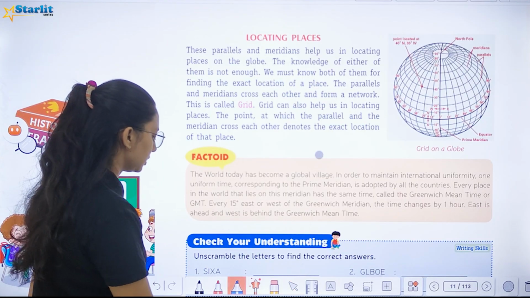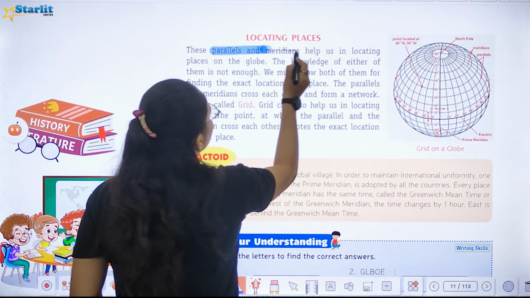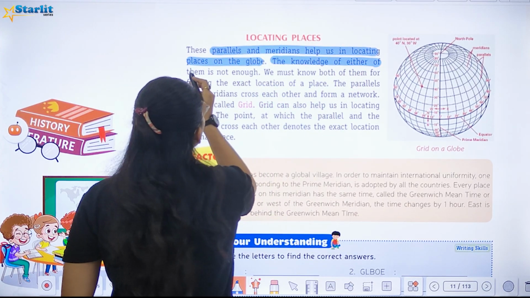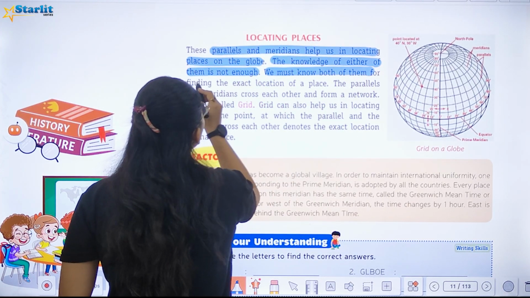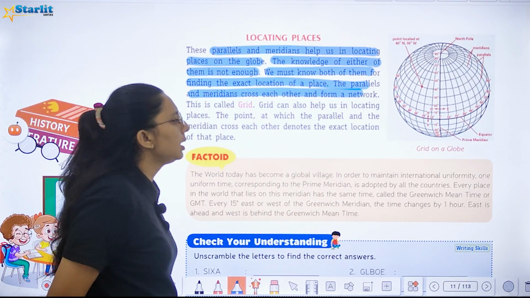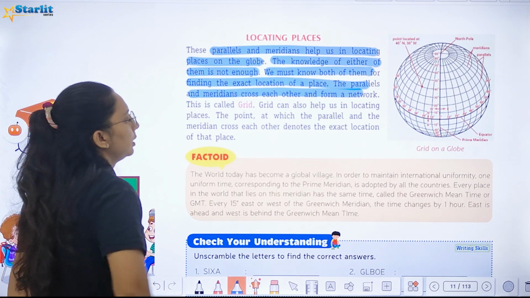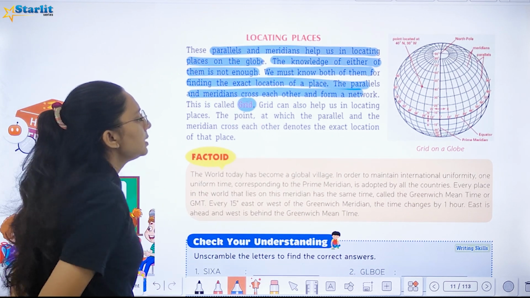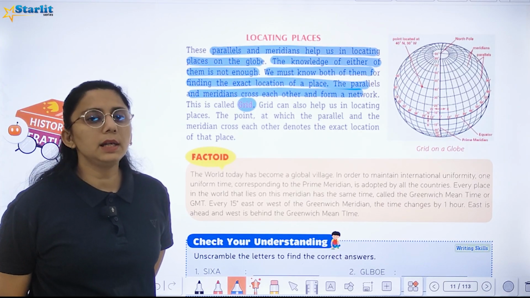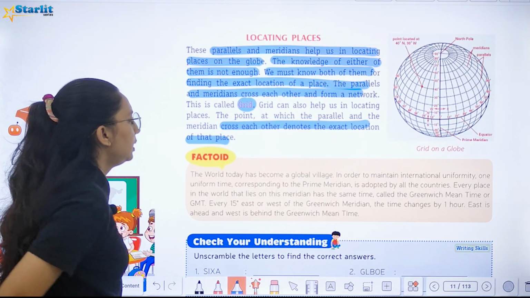Now locating places. If you want to locate different places, these parallels and meridians help us in locating places on the globe. The knowledge of either of them is not enough. We must know both of them for finding the exact location. The parallels and meridians cross each other and form a network, and we call that network a grid. It helps in locating different places. The point at which a parallel and a meridian cross denotes the exact location of that place.